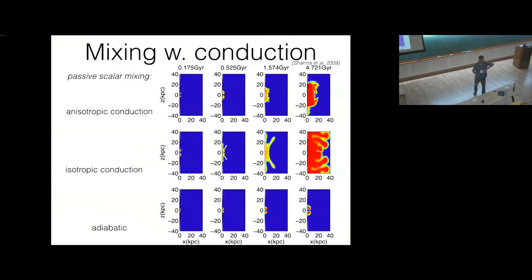And the reason is simple. There is a d log T dr here, which is smaller than d log S dr, but nonetheless, there is some sort of a restoring force. Whereas in perfect isotropic conduction, there is no restoring force. It's neutrally stable.